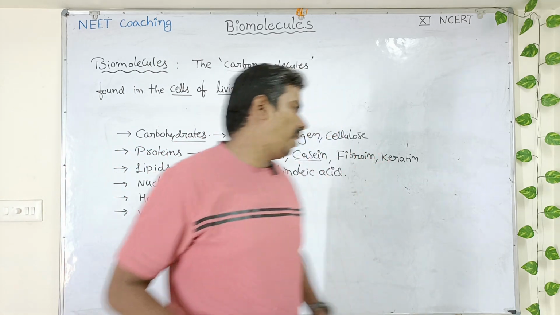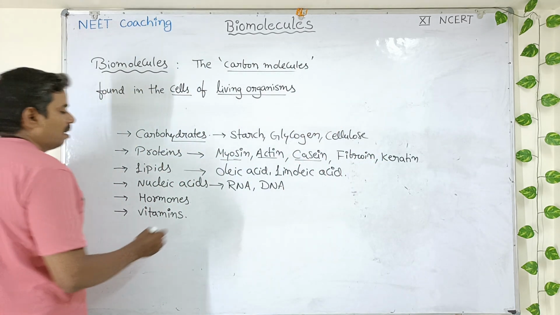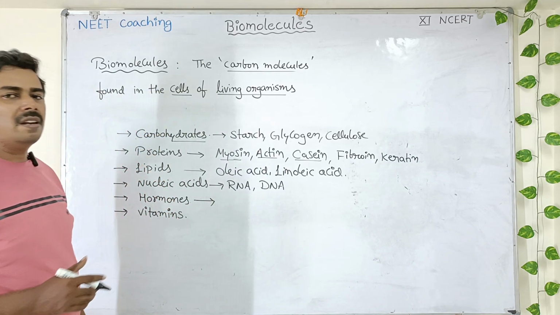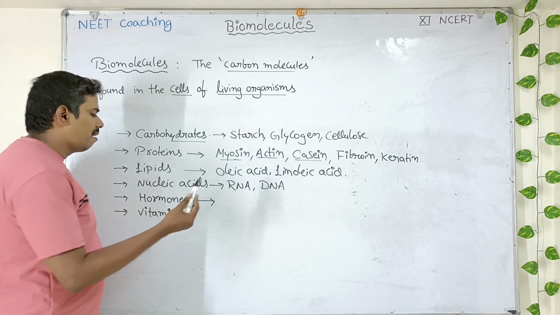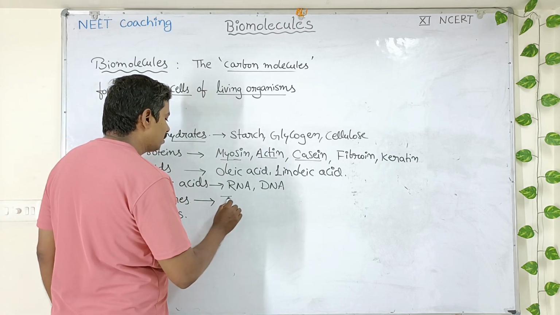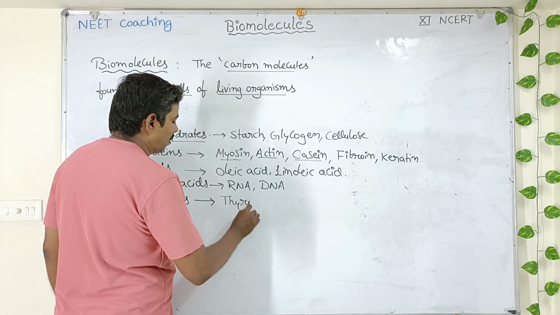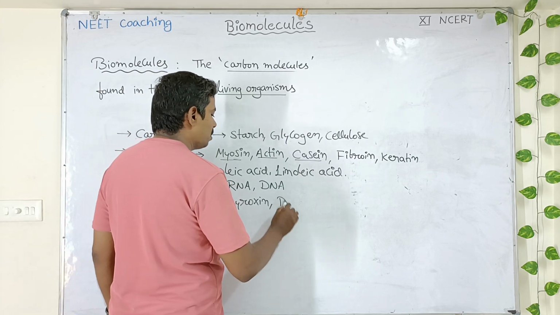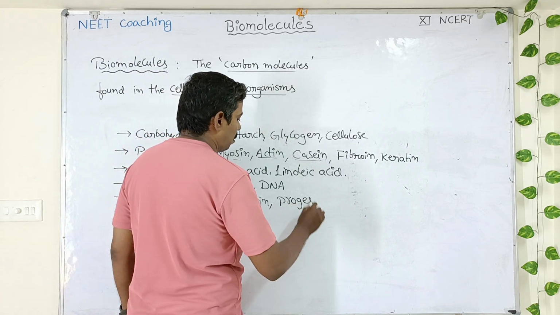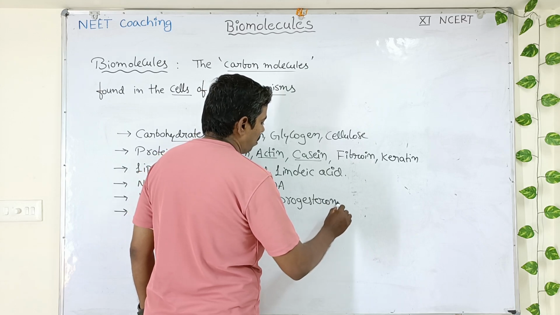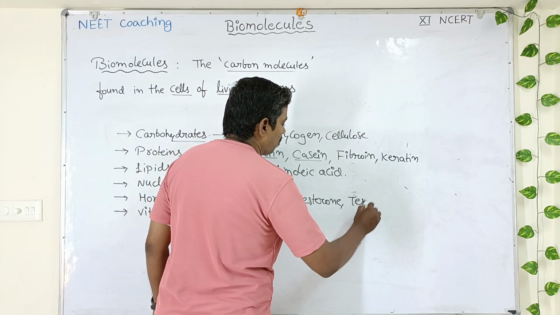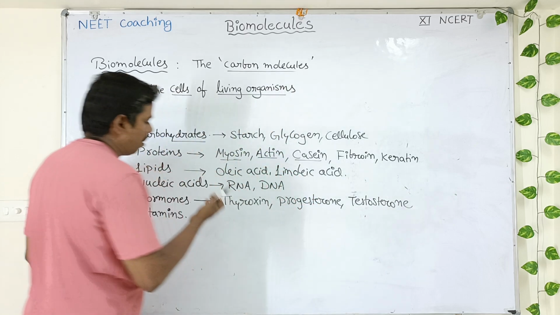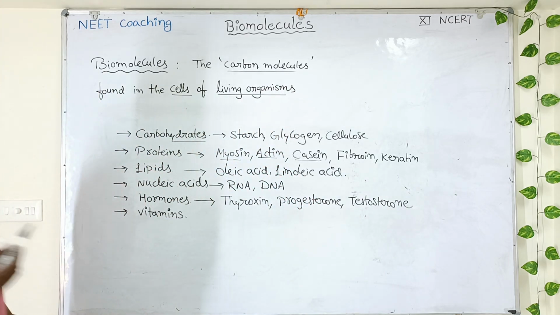Okay, children? Next, hormones. Hormones are the chemical messengers produced in our body by endocrine glands. Examples you can quote: thyroxine, produced by the thyroid gland. Next, progesterone, testosterone, etc. These are some examples of hormones produced in our body.